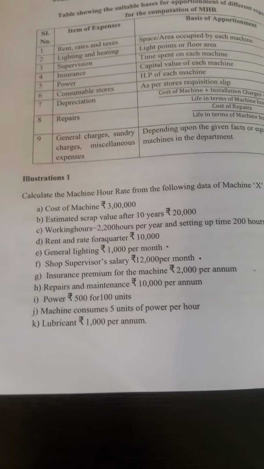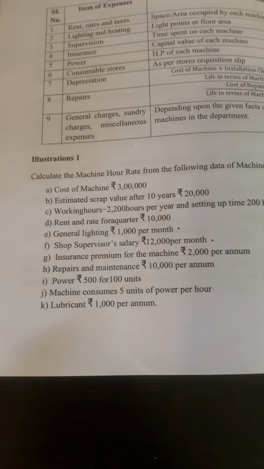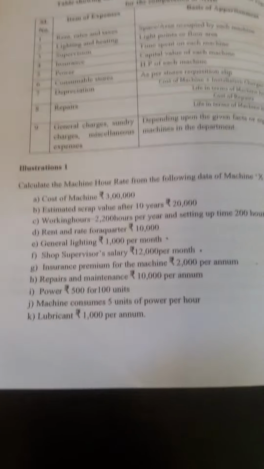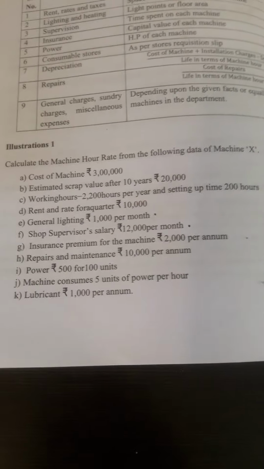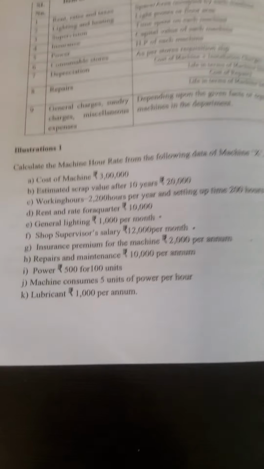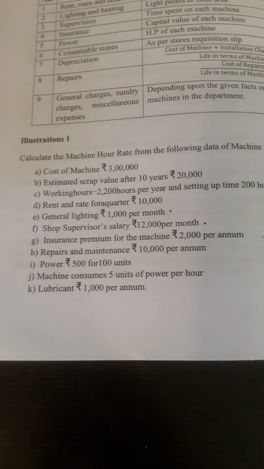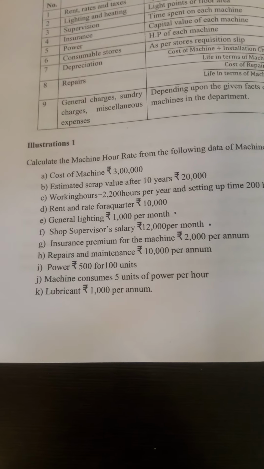See, here is the problem which we are going to solve today. I will send you the picture of the problem and the solution. The solution I am going to explain to you right now. This is the problem. The first step when you are calculating machine hour rate is to classify the two types of expenses. One is fixed expenses and another one is variable expenses. That is the basic thing we need to do.